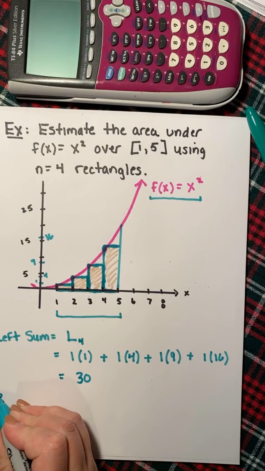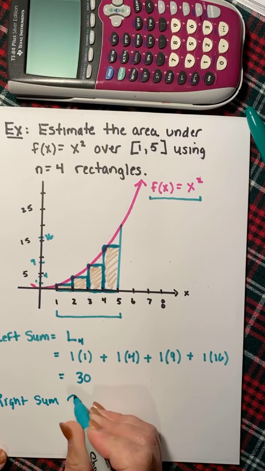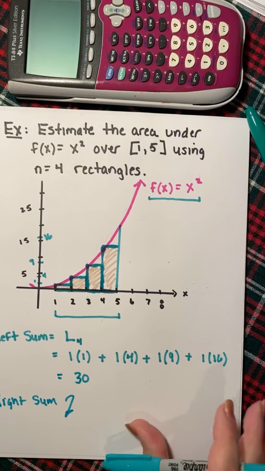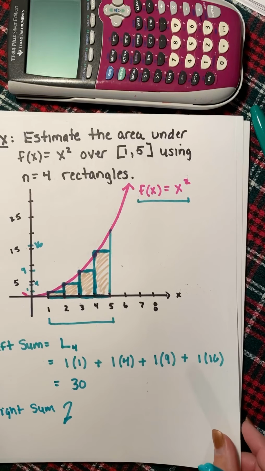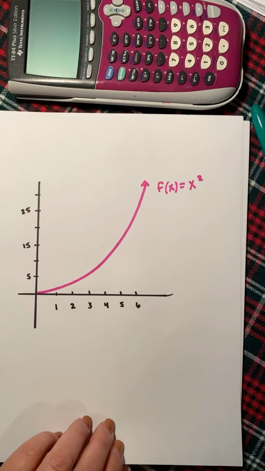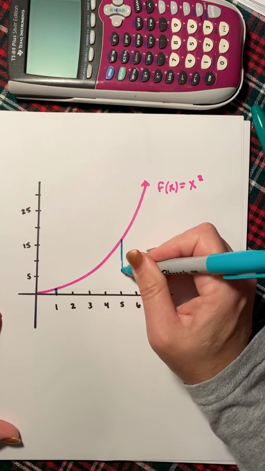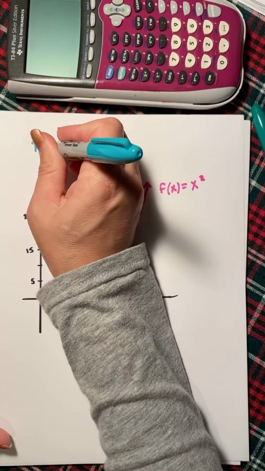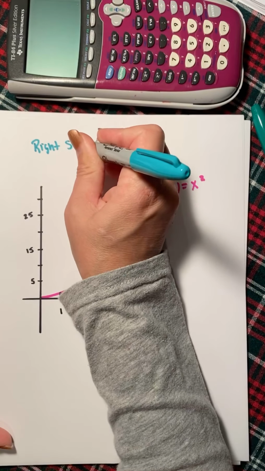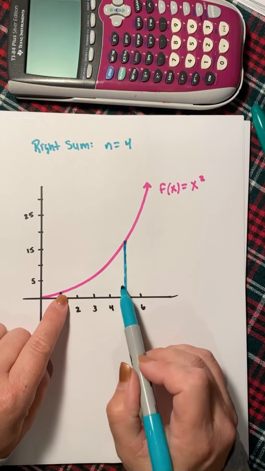To find a right sum, actually, I drew another page. I have another picture so we don't get too overwhelmed on the same picture. So let's try a right sum over 1 to 5. So from 1 to 5 again. But this time we're going to find the right sum. So right sum, n equals 4. So we're trying to estimate this area in here.